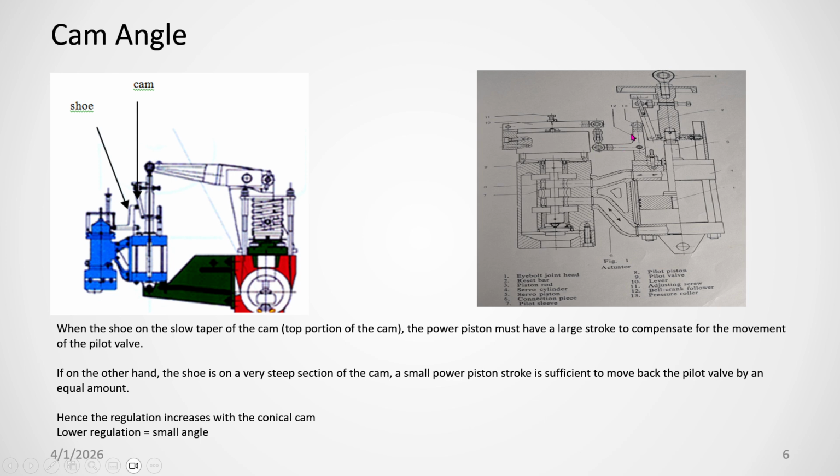If the angle is more, then for a small movement you will get the pilot piston to the center position. That is called higher regulation. So instead of varying the distance here, which is not possible in the running case, we can adjust the angle of the cam by the screw so that higher and lower regulation can be achieved.